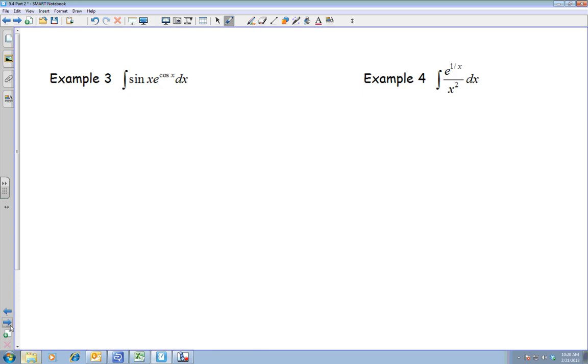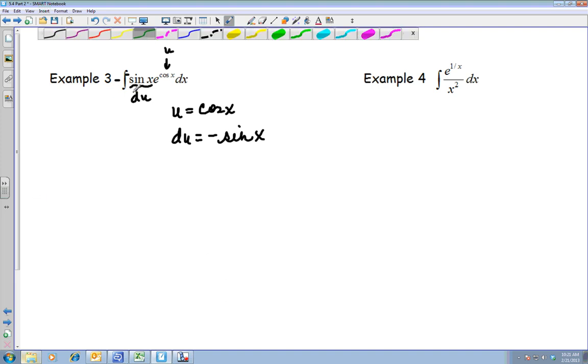Example 3. All right, so our hint usually is to let my u be my exponent above the e. So if u is cosine x, then du, the derivative of cosine, is negative sine x. Okay, so here's my u. Here's my du, but it's missing the negative, so I can put the negative here as long as I put it on the outside. So now I'm ready to rewrite the problem.